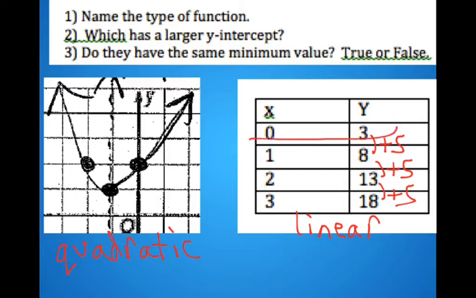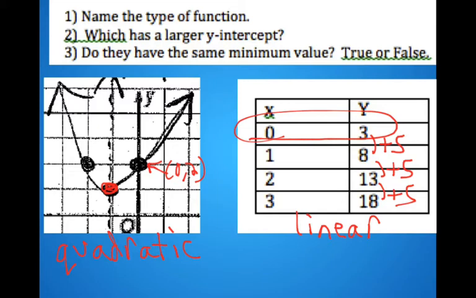Which one has a larger y-intercept? So the y-intercept is right here. It says 0, 3, and this y-intercept is right here. It is 0, 2. Looks like it hits the graph right there, actually. So 0, 2. And so the one on the right has a larger y-intercept.